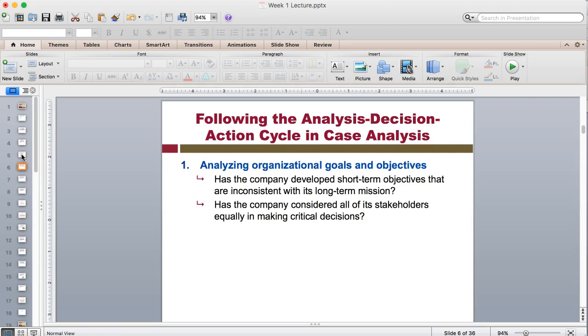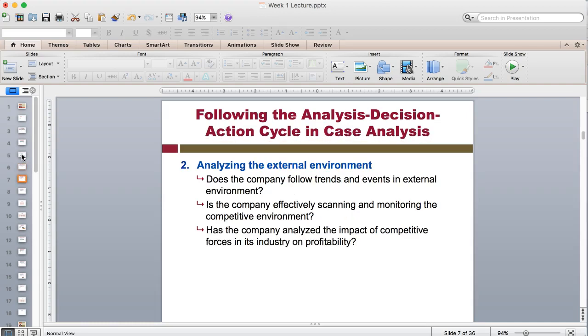These following charts really kind of talk through those steps. Obviously, analyzing the organizational goals and objectives. What are you trying to get done? What is the organization trying to do? Analyzing the external environment. And again, we're going to go over that in detail here in a minute. But is the company tracking what's going on around it? Is it tracking what its competition is doing? And is it having assessments done of how those trends and changes will affect its ability to compete?